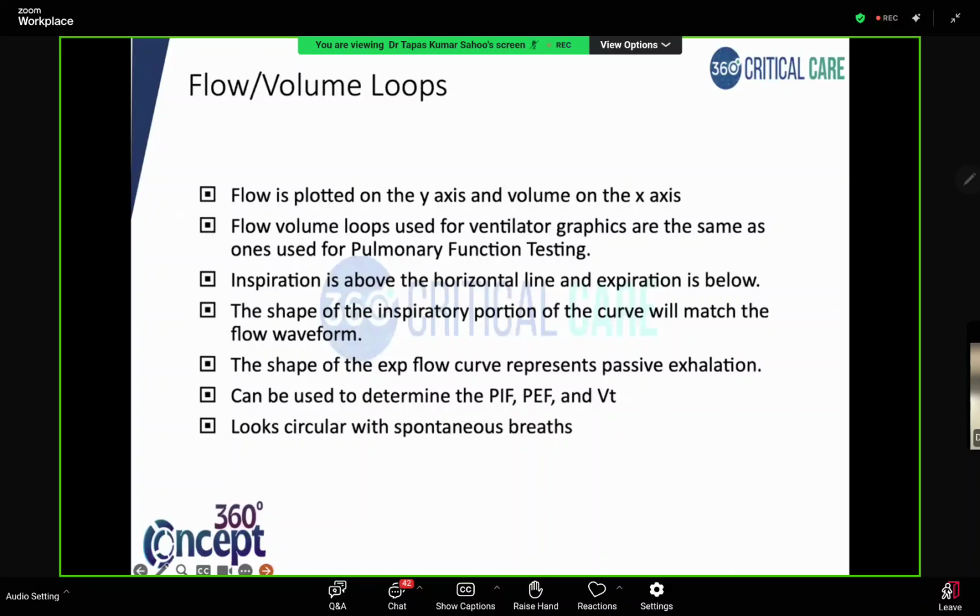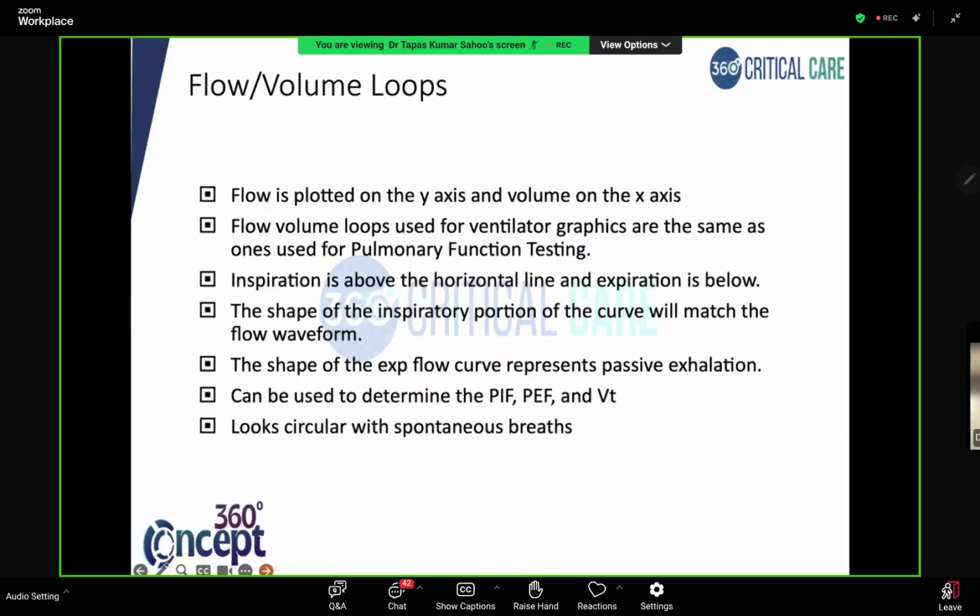Now, coming to the flow volume loop, flow is plotted on the y-axis here and volume on the x-axis. These are the loops used the same way as in pulmonary function testing, PFT. So, ventilator graphics is equal to the pulmonary function test. Now, inspiration is above the horizontal line, as I have already told. Expiration is below. The shape of the inspiratory portion of the curve will match the flow waveform. I will be showing you all in the picture. The shape of the expiratory flow curve represents passive exhalation because there is nothing active happening, since expiration is always passive.